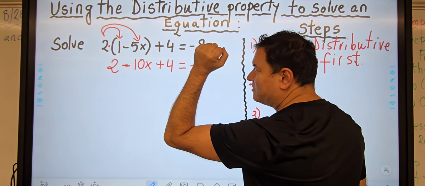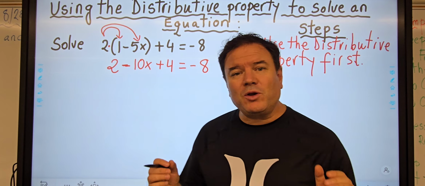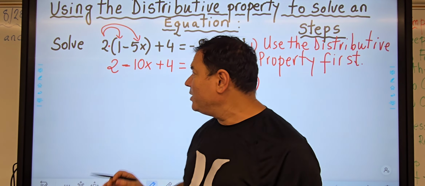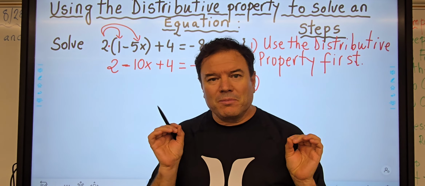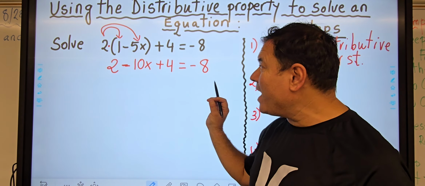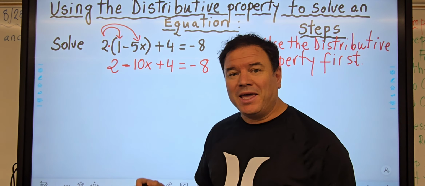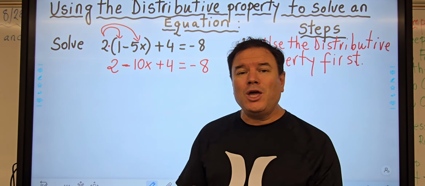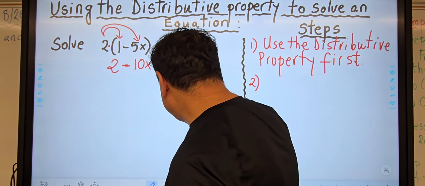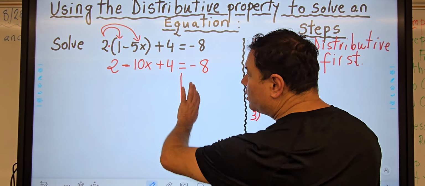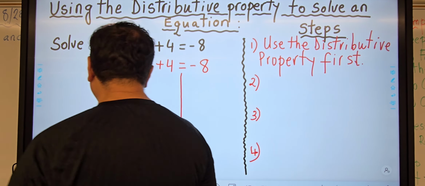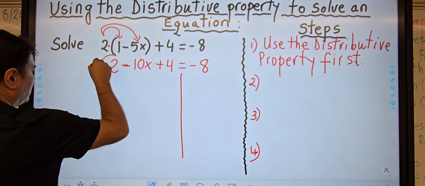So our first step was to use the distributive property in order for us to get rid of the parentheses. Now, after we use the distributive property, our second step would be to combine the like terms. We are looking to see if we have any like terms in this equation. And remember, like terms have to be on one side of the equation. So if you draw a line here on this equation, and we look at the left side of the equation, we see that 2 and 4 are like terms, so we can combine them together.